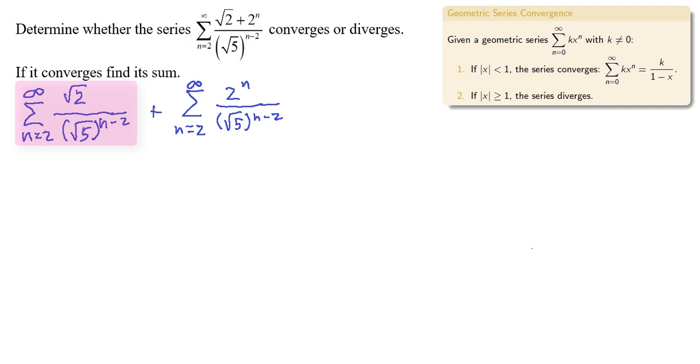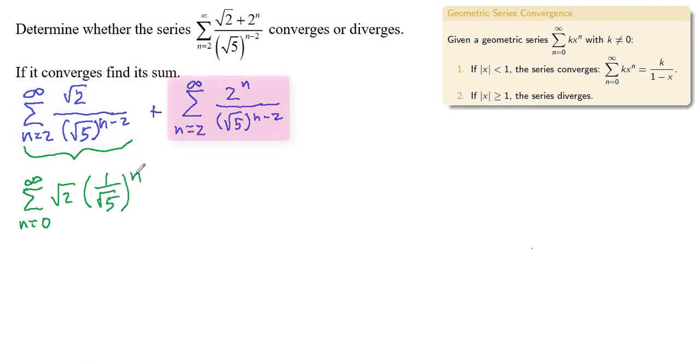Let's start with the first series. In this case, we notice that our k, this constant coefficient, is the square root of 2. And we also notice that our power is n minus 2, and that in fact the series starts at n is equal to 2. What we want to achieve is rewrite it so that it starts at n is equal to 0, and that's an easy shift.